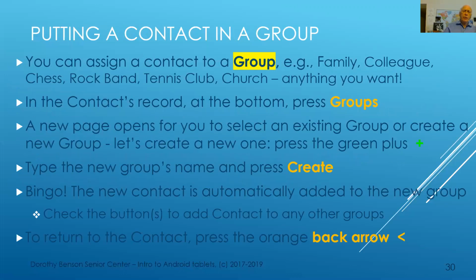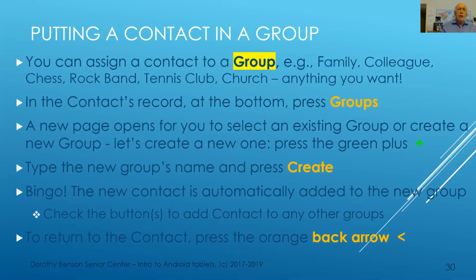Now, here's a very useful thing that most people don't know about. All contacts in your contact list can be assigned to a group. So you can create any group you like, any number of groups. So it could be a group called family. So all my family are in that one group, or children, or grandchildren, or colleagues, right? So all my colleagues. Chess, I belong to chess club. All the people in the chess club. Tennis club, church, anything you like, right?